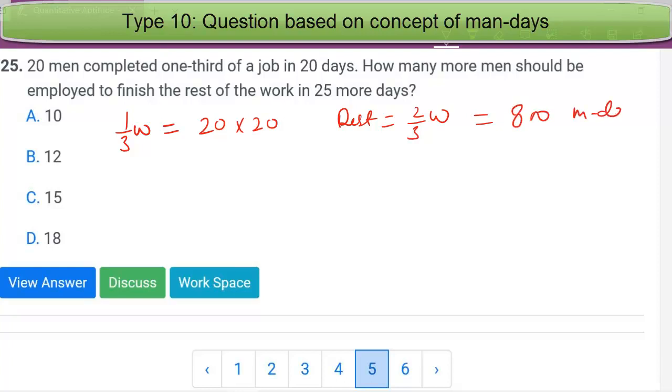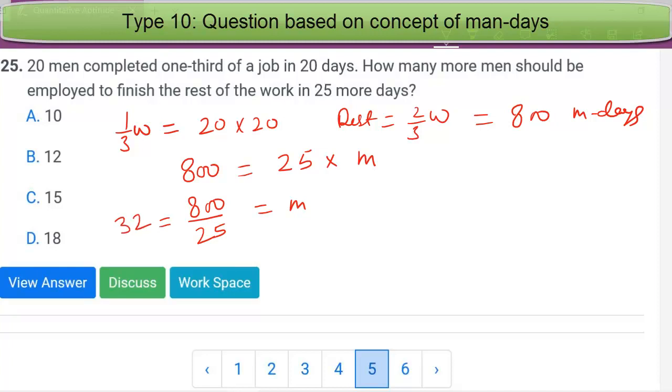And the question is how many more men should be employed to finish the rest of the work in 25 days. So total work is 800 man days, and you have to complete it in 25 days. Number of men will be 800 divided by 25, so that will come out to be 32. So 32 men are required to complete it in 25 days. You already have 20 men, so 32 minus 20 is equal to 12 more. 12 more men are required. So the answer is B.